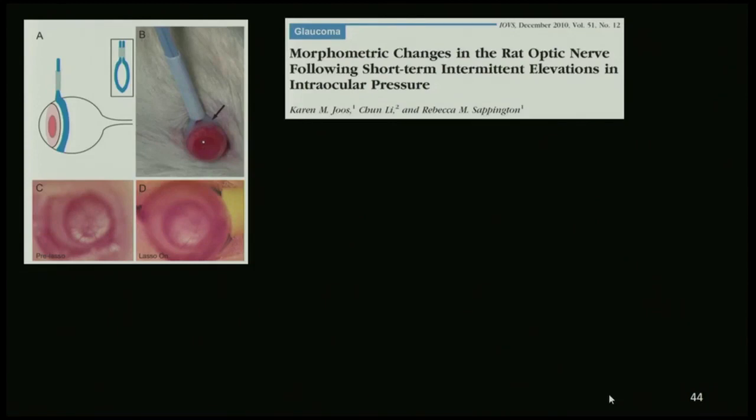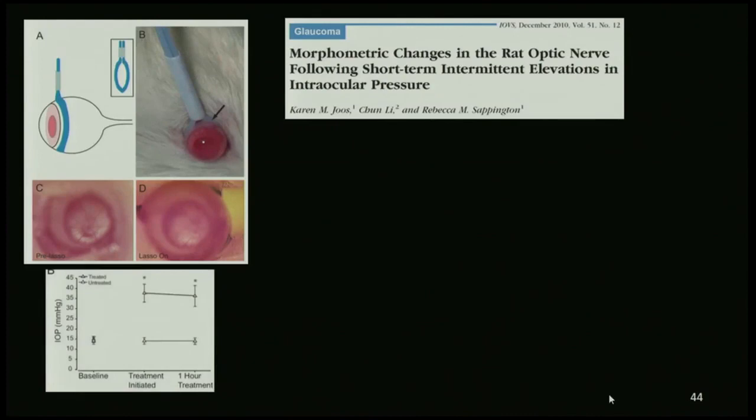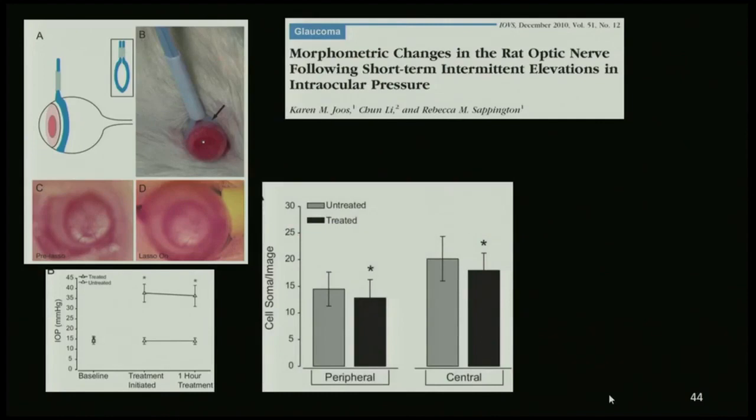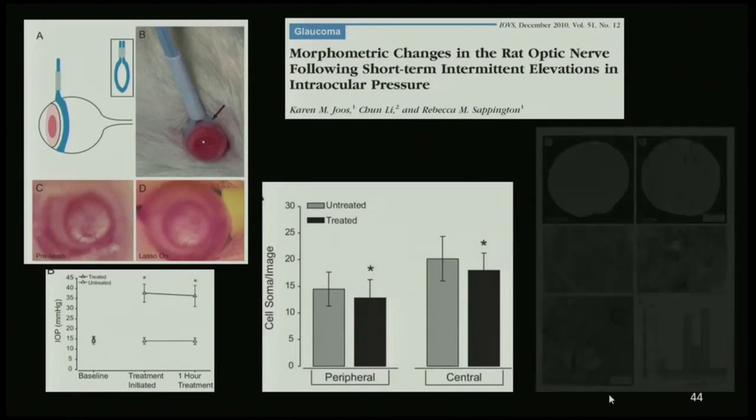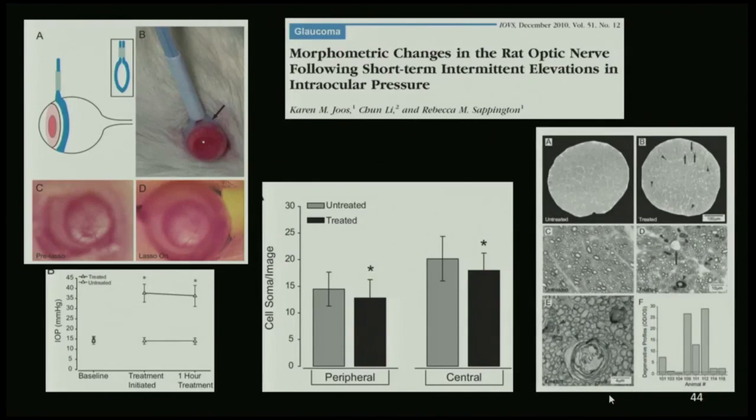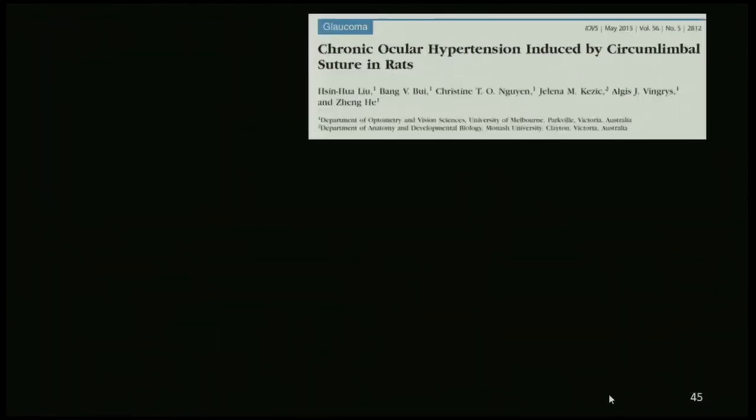And they were able to show that with the lasso on, they weren't causing any major ischemia. They raised the IOP for an hour to about 35 to 40 millimeters of mercury, and then they would stop, and then they would repeat. So they did this several times. And they were able to show loss of peripheral and central retinal ganglion cells, as well as loss of axons at the level of the optic nerve head. What's interesting is that they saw a really high variability in their response. So these are individual animals that underwent the same treatment. Some of them had lots of injury, some of them had no injury. So again, there's a lot of variability with this specific model.